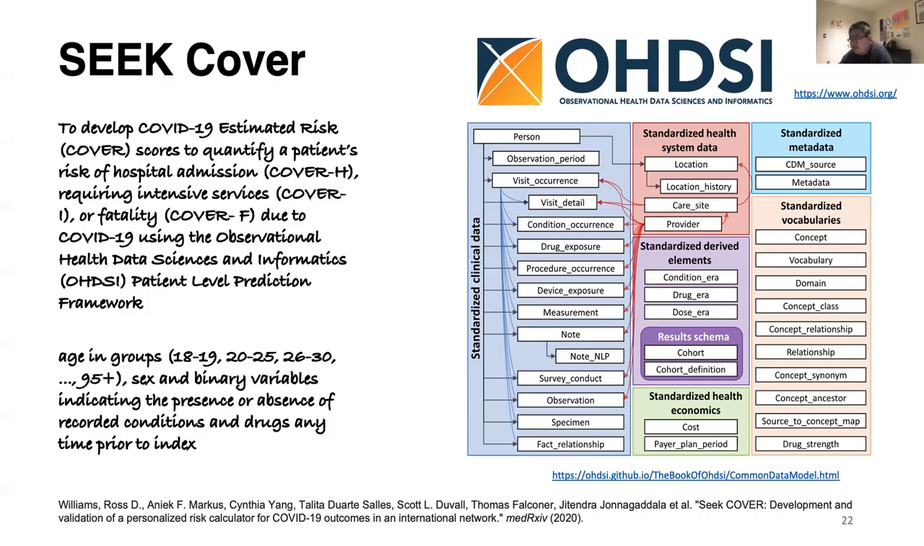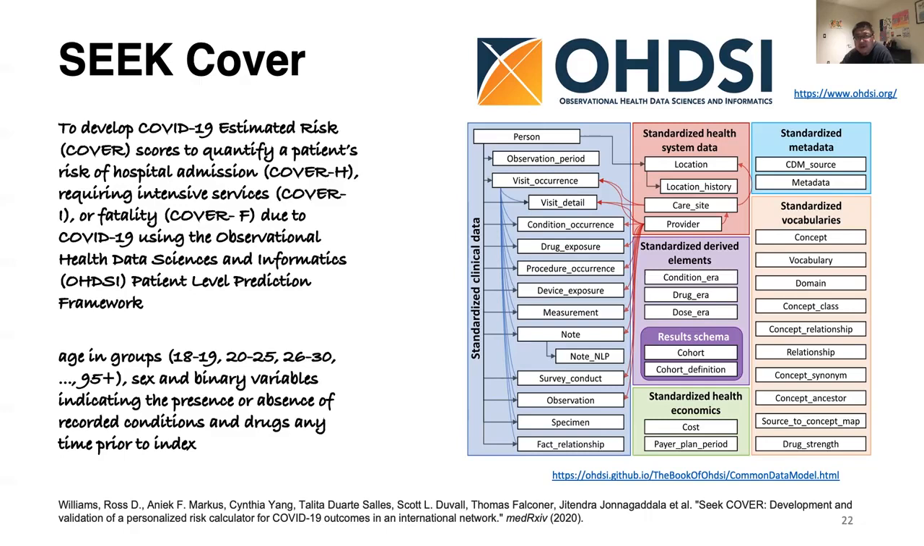The OHDSI study group developed a method called SeekCover. The goal is to develop COVID-19 estimated risk scores, which they call the COVER scores, to quantify a patient's risk of hospital admission, which they call COVER-H, requiring intensive services, which they call COVER-I, or fatality, which they call COVER-F, due to COVID-19 using the OHDSI database.